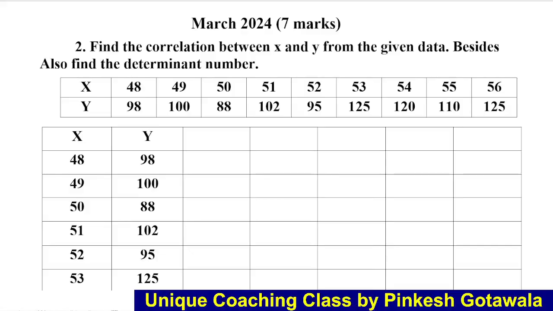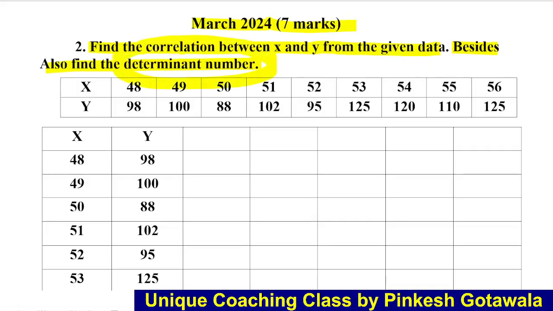Students, we have started correlation, and in a previous video, we have solved the first sum of this chapter. Today, we are going to solve the second sum, which was asked in March 2024 in the university exam for 7 marks. Find the correlation between x and y from the given data. Besides, also find the determinate number. So here the new point is that they ask to find the determinate number.